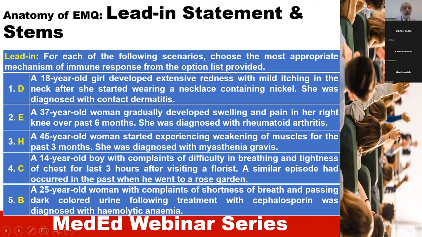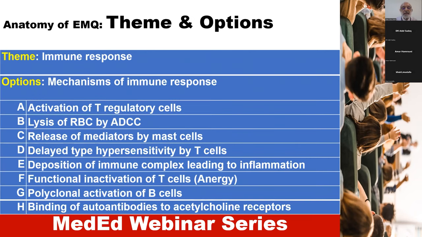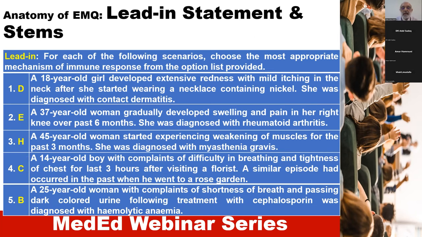Let's look at number 4 here. A 14-year-old boy with complaints of difficulty in breathing and tightness of chest for the last 3 hours after visiting a florist. A similar episode had occurred in the past when he went to a rose garden. Now students have to match this stem with an appropriate option, which in this case would be C, the release of mediators by mast cells. It is called extended matching because the number of options is more than the stems, so one option can be used multiple times as well. It is not a simple matching type, because if it were, then usually the last statement would match automatically.